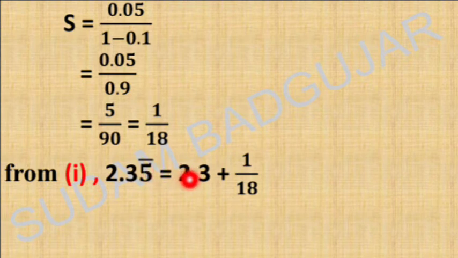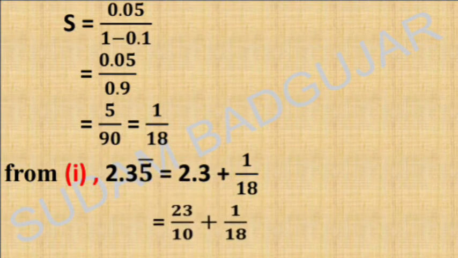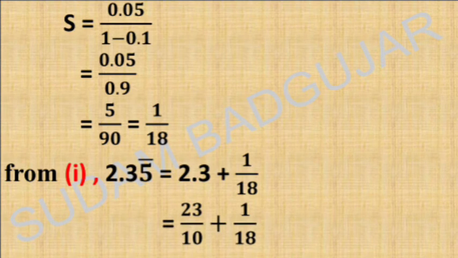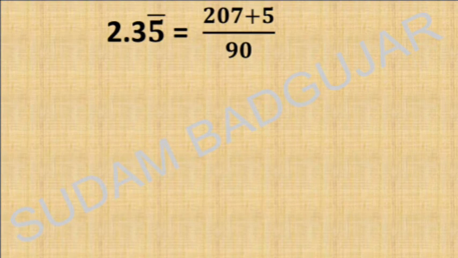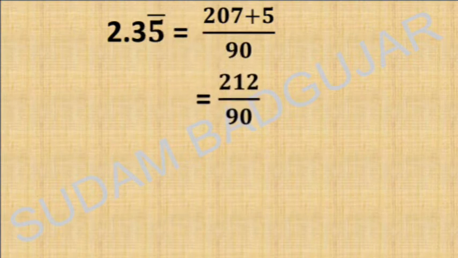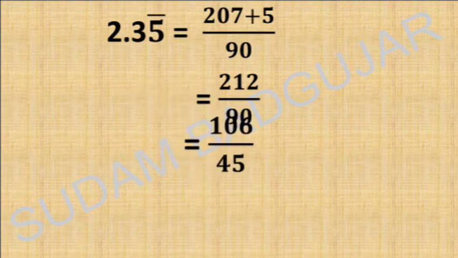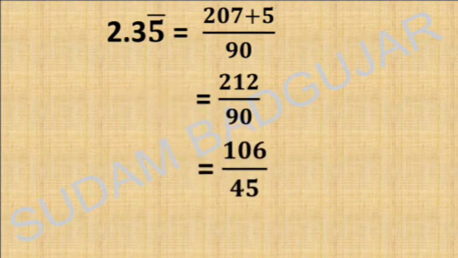Therefore from equation 1, 2.35 bar is equal to 2.3 plus 1 upon 18. What is 2.3? 23 upon 10. So we will simplify this also, 23 upon 10 plus 1 upon 18. Now you have to add these rational numbers. 23 upon 10 plus 1 upon 18, taking LCM and cross multiplication, is 207 plus 5 upon 90, which is nothing but 212 upon 90. This is the final answer. Or you can simplify this by dividing by 2: 106 upon 45.